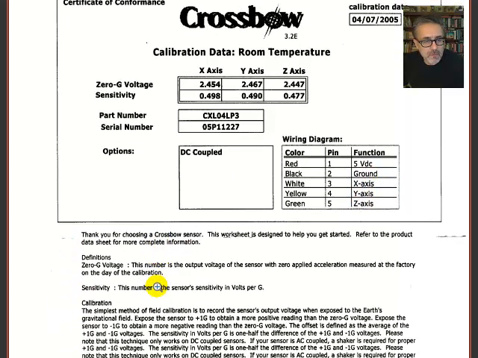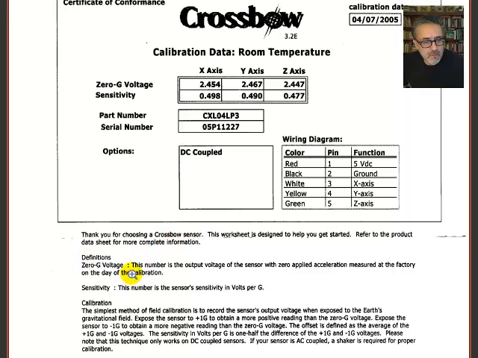And then what they give on these are real simple calibration sheets. They tell you, oh look, the zero G voltage. That's the output voltage of the sensor when there's zero applied acceleration, right? So think about this. Remember what the orientation of the accelerometer was with the z-axis. So let's say I held this guy here on Earth. So you have the X, Y, and then Z up and down, right? What would you read out of the Z channel in that case?